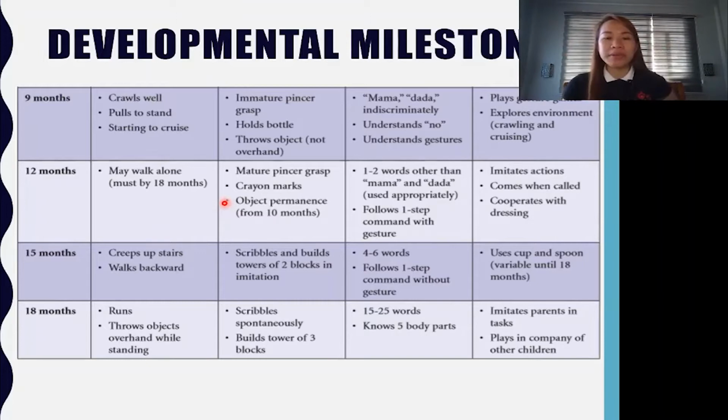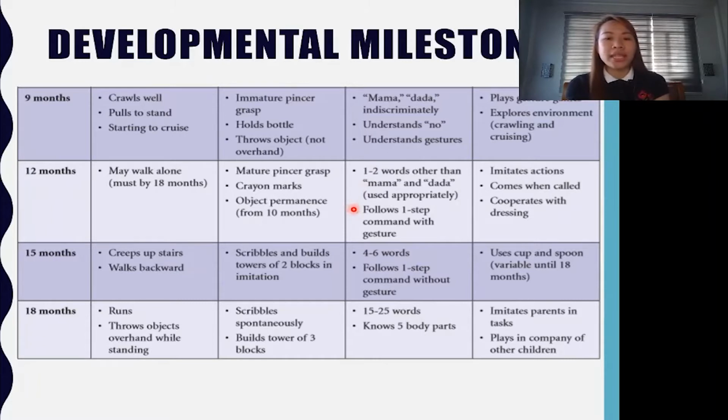So, yun, object permanence is actually at 10 months. Meaning that they already have a concept that even if an object is hidden, it is still there. It's permanent. It's just covered by something. So, they know that even if you cover your face, if you remove it, they will still see your face. That's object permanence. What else? At 12 months, they can already say 1 to 2 words other than mama and dada. And they use it already appropriately. They know who is their mother and father already and use that word.